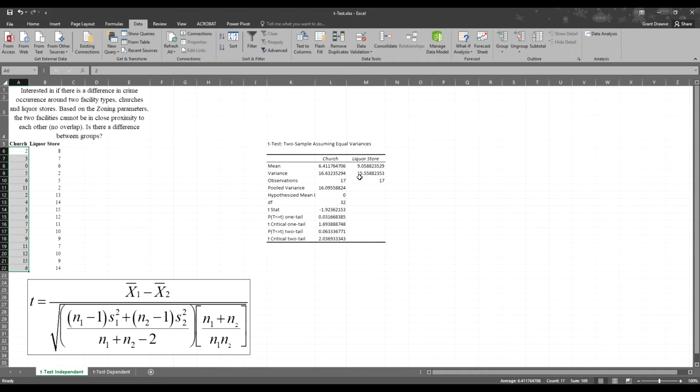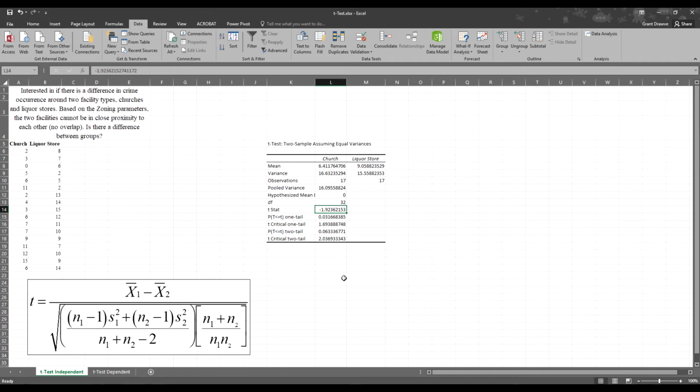We see our variances are very similar but not equal. Observations, there's 17 of each. So if you remember, our degrees of freedom with that is the sample sizes of group 1 and group 2 added together, subtract 2, so that gives us 32. So our obtained t-statistic, our t-value, it's non-directional. So we have negative 1.923.